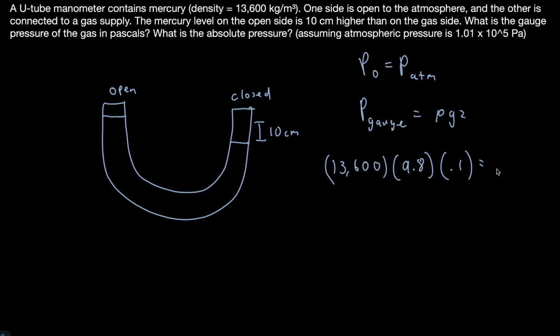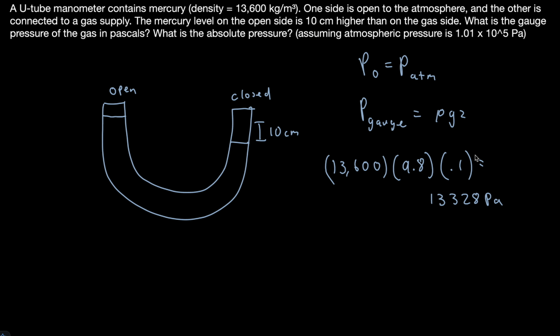And when we do that calculation real quick, we are going to get 13,328 pascals. Not kilopascals yet. Or if you want to do kilopascals, it would be 13.3 kilopascals. But I'll just leave the pascals part right there. So we now found our gauge pressure.